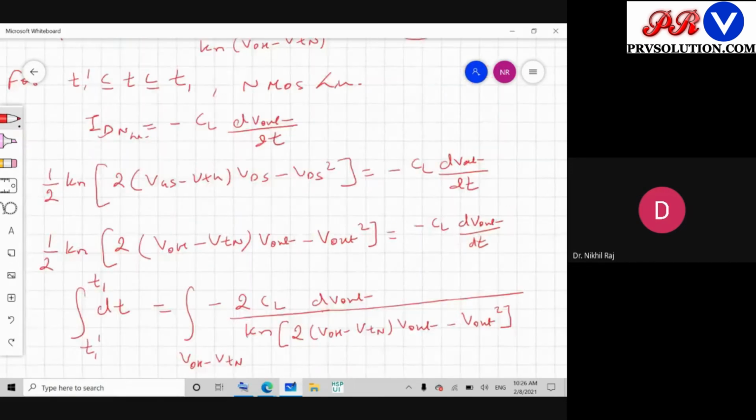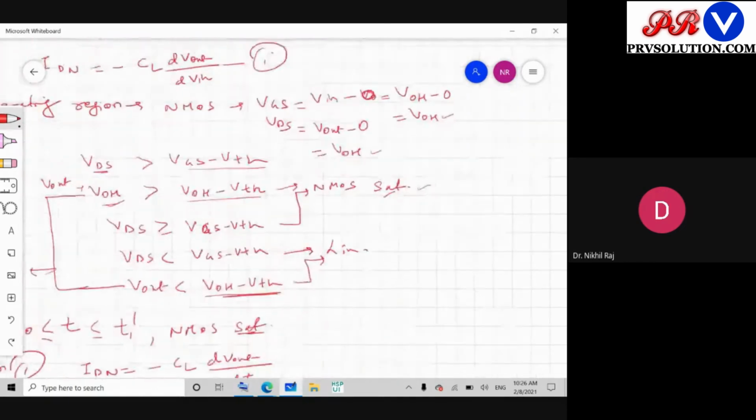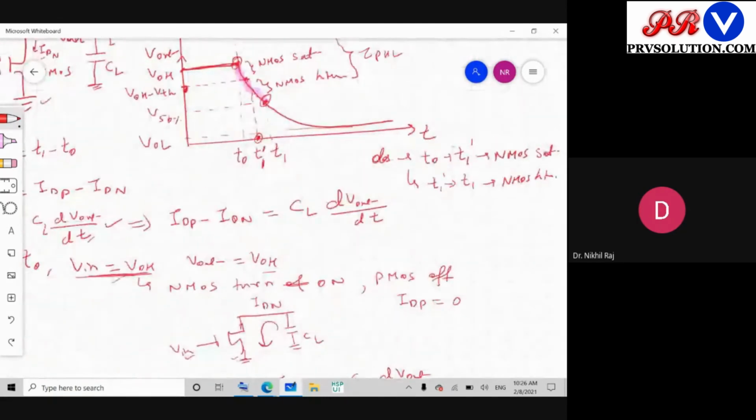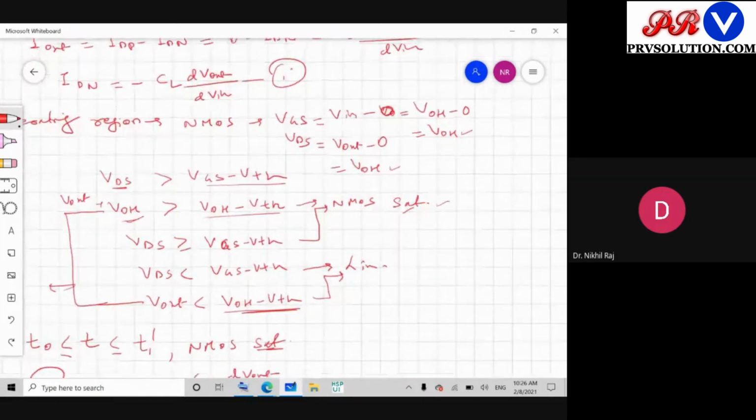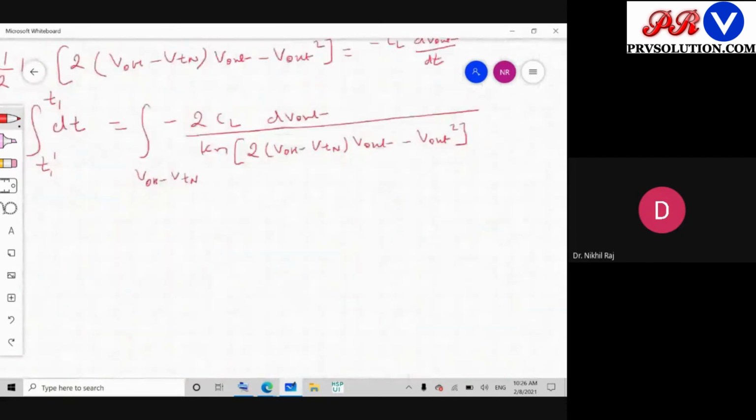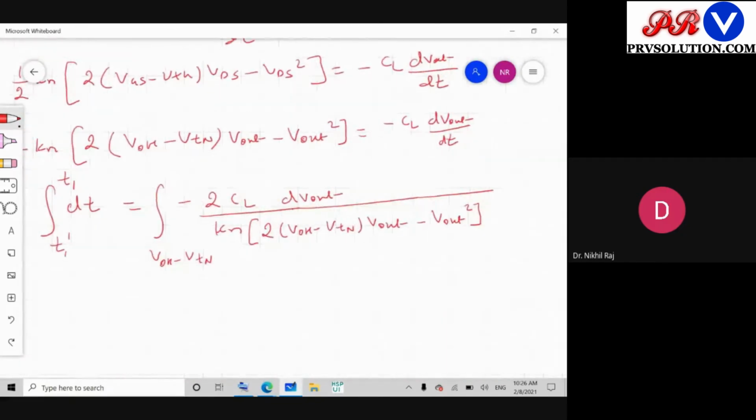So if you go look back at the graph, what is the limit at T1? At T1 we are crossing V 50%. So I'll write here V 50% will be the upper limit. So here it will be V 50%. Okay. Now comes the mathematics.